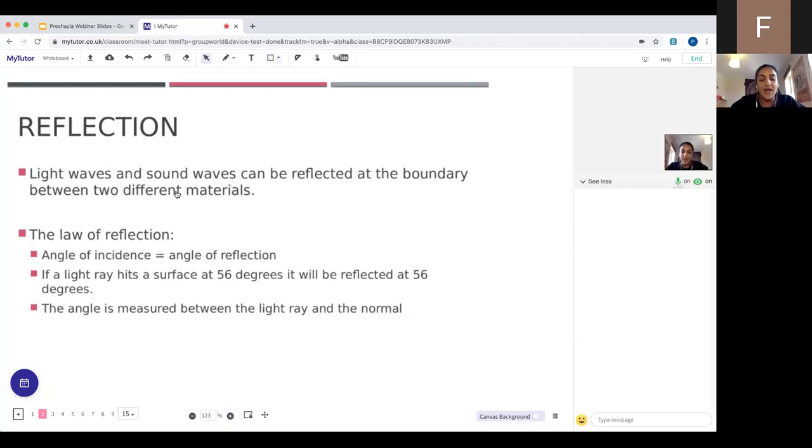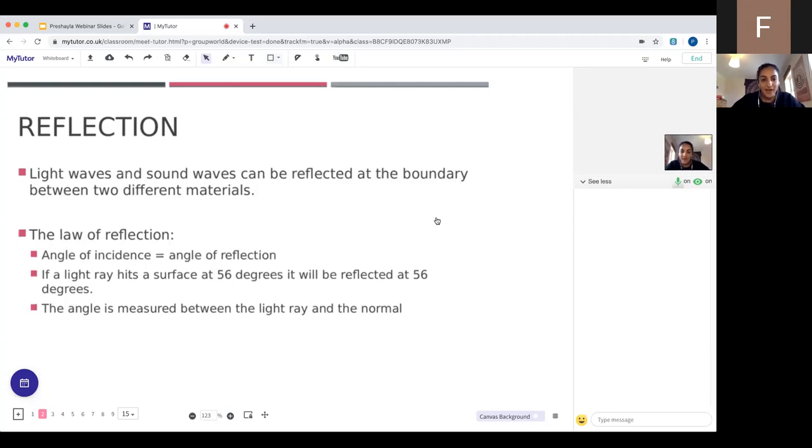Light and sound waves can both be reflected at the boundary. When you hear an echo, that's a sound wave being reflected, and the same when you look in a mirror, that's the light wave being reflected. The light hits the mirror and comes back into your eyes so that you can see your reflection. So that's two examples of how reflection works in light waves and sound waves.